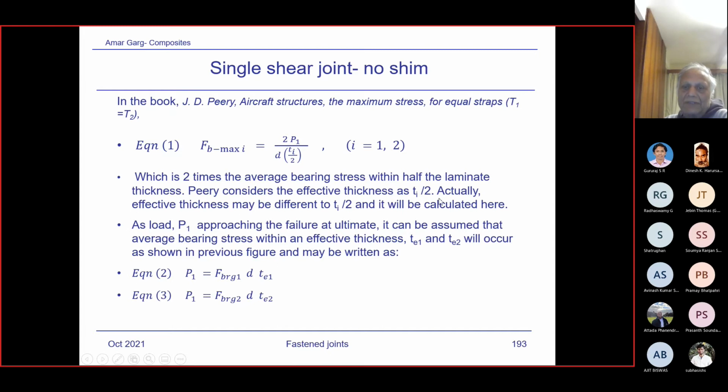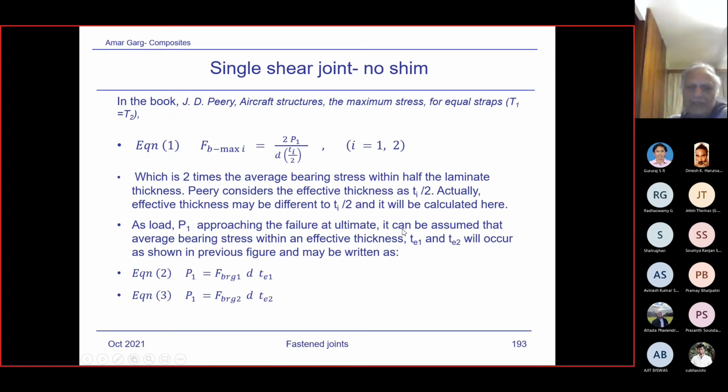PRE considers the effective thickness at Ti by 2. Actually, effective thickness may be different to Ti by 2 and really calculated here. If you look in the PRE book, that is Aircraft Structures, 60 years ago, I think it was written sometime in 1951 or so. So PRE considered that effectively half of the thickness is reacting that, but one has to consider, using this equation, the equivalent thickness, effective thickness, rather than considering half thickness. So that's what I've done over here.